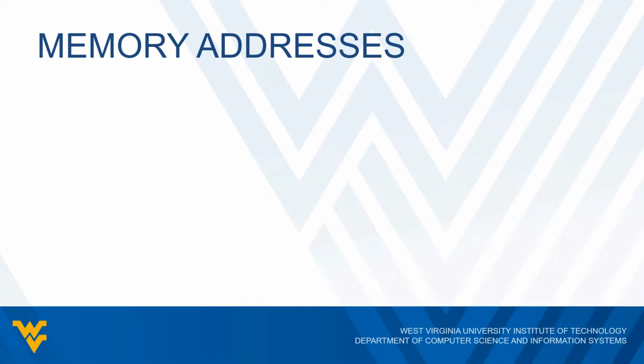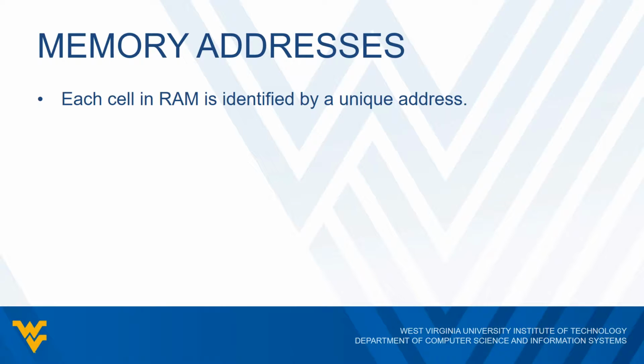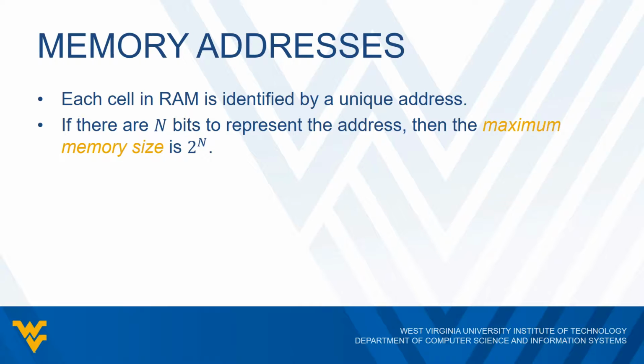Now let's talk about memory addresses. Each cell in our RAM is identified by a unique unsigned integer address. So this would start at 0, 1, 2, 3, and so forth. Now, if we have n bits available to represent the address of a cell, then the maximum memory size is 2 to the n power. Obviously, the smallest address is going to be 0 if we start at 0. But the memory addresses would range from 0 all the way to 2 to the n minus 1. And that's because we can use the string of bits to represent each address.